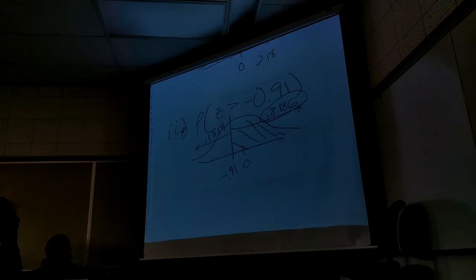Z-scores can be negative all day long. Why is that okay? Because that just means it's below the mean. It has a meaning then, a physical meaning. It's just below the mean.